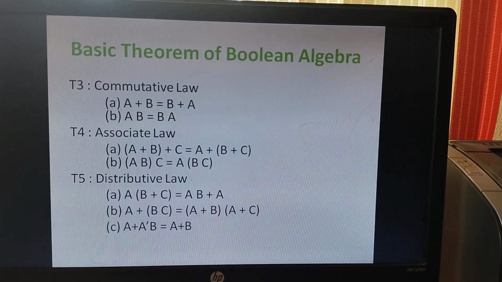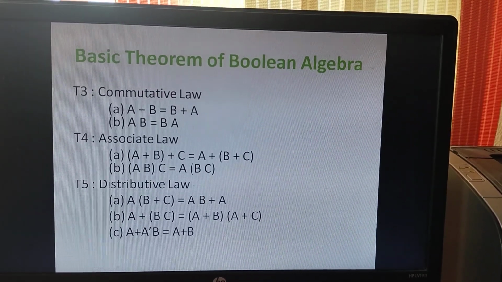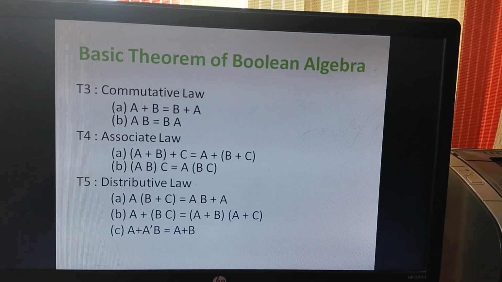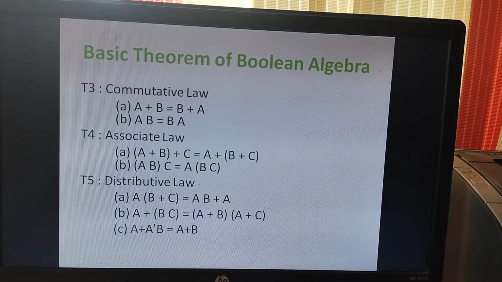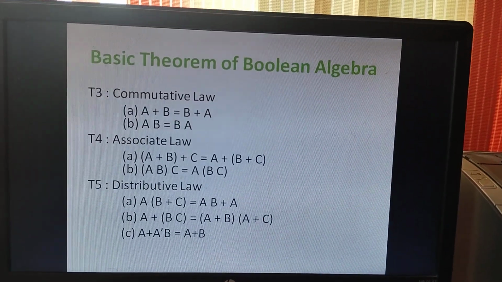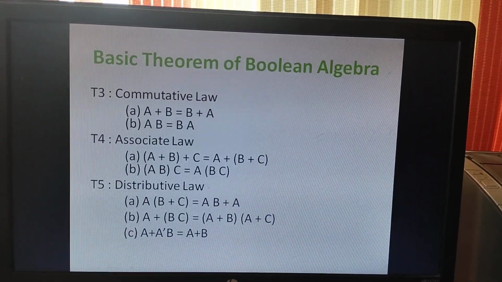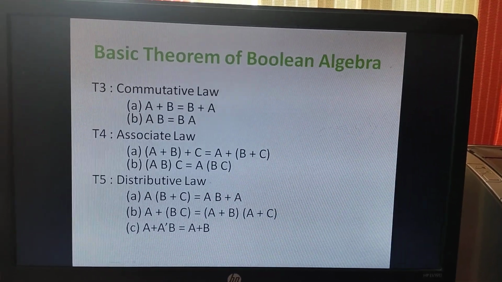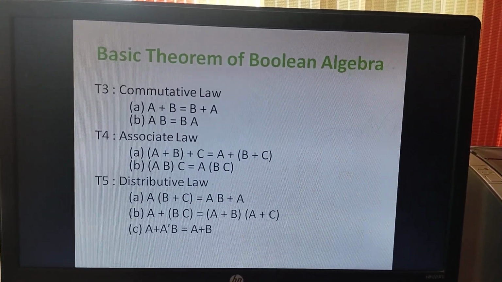The third one is the associative law: A plus B plus C equal to A plus B plus C. Similarly, for multiplication, AB into C equal to A into BC. Next, the distributive law: A into B plus C equal to AB plus AC. Similarly, A plus BC equal to A plus B into A plus C. Then A plus A bar B equal to A plus B. This is the distributive law.